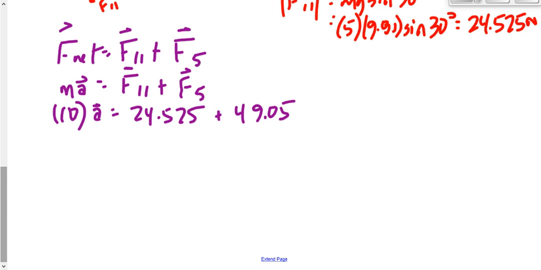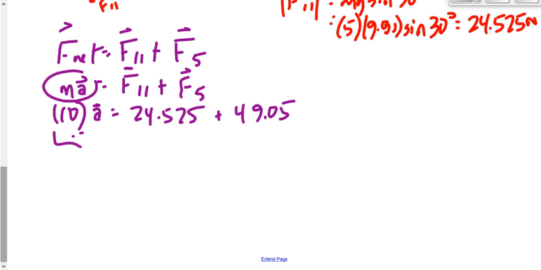No, we stick with 10 there because when we're dealing with m times a, the net force on the system, okay, the left side is the system, right? And the net force on the system is dependent upon the total mass of the system. So that's correct. But what's wrong with the 24 and the 49 here?